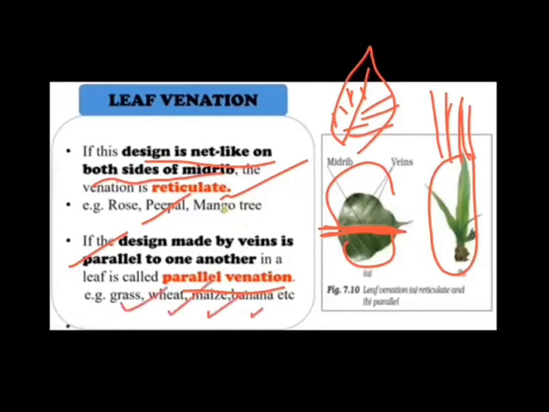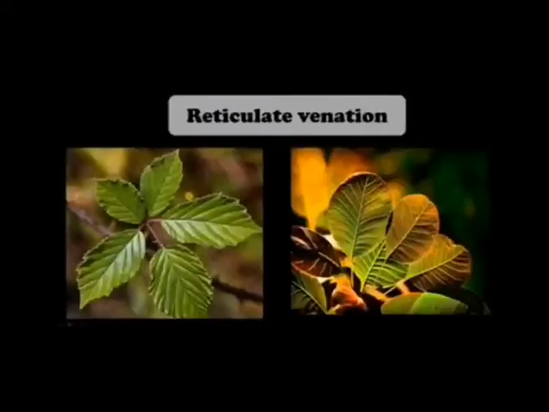So if the design is net-like on both sides of the midrib, the venation is reticulate, and if the design made by veins is parallel to one another, that is known as parallel venation. Okay, so you can see here also, this is the example of reticulate venation. Here the net-like design is present on both sides of the midrib. So these are the examples of the reticulate venation.